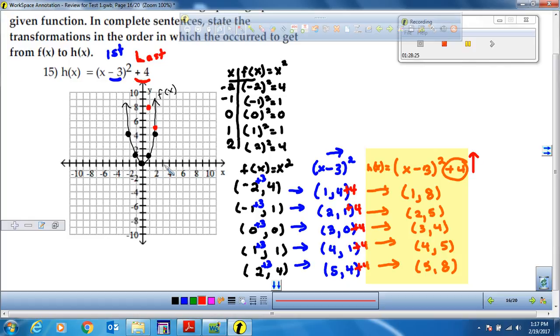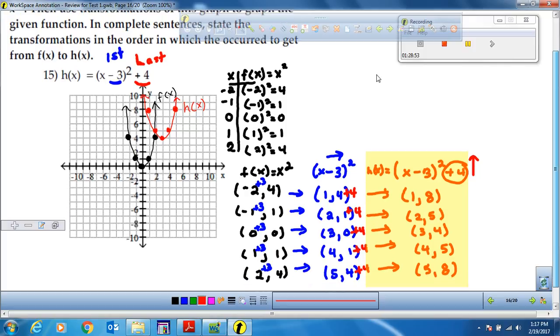Then 3, 4, which is here. Then 4, 5, right here. And the last point is 5, 8, right in here. And this is the parabola for the function h of x. And that completes the question.